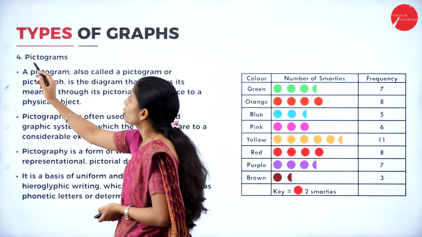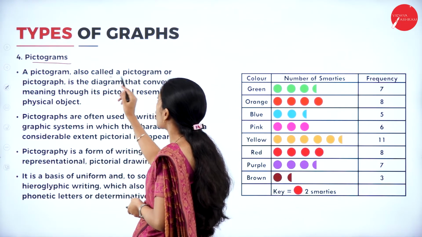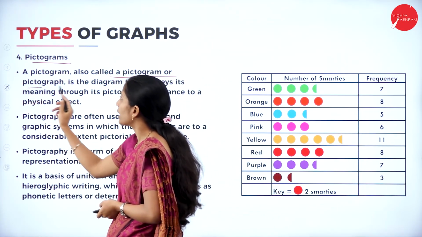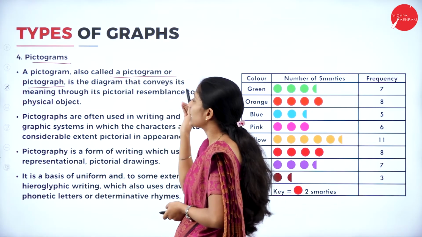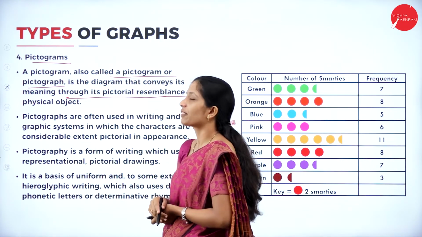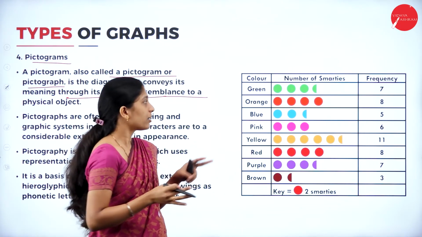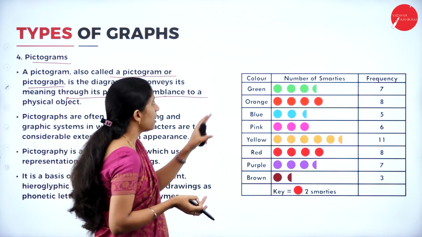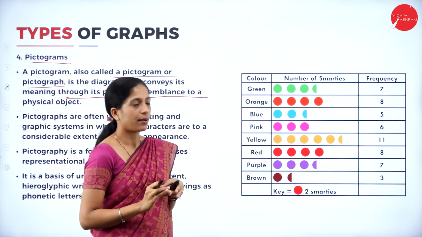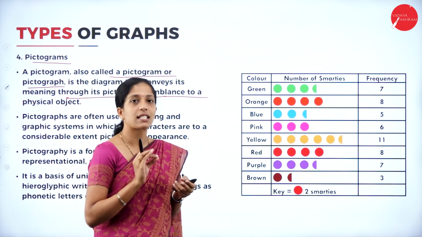Next one is pictograms. Now, let us see what a pictogram is. The pictogram, also called a pictograph, is a diagram that conveys its meaning through its pictorial resemblance to a physical object. How do they resemble it through this graph? For example, green: all the circles are in green. Next is orange, all the circles are in orange. Next blue, all the circles are in blue.